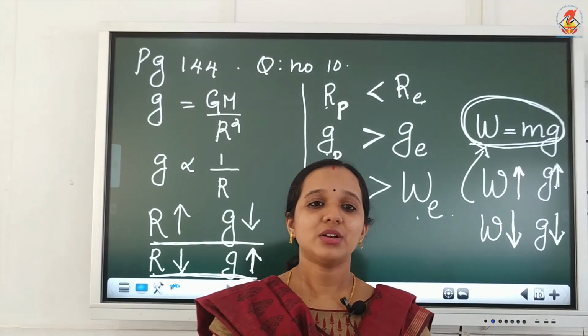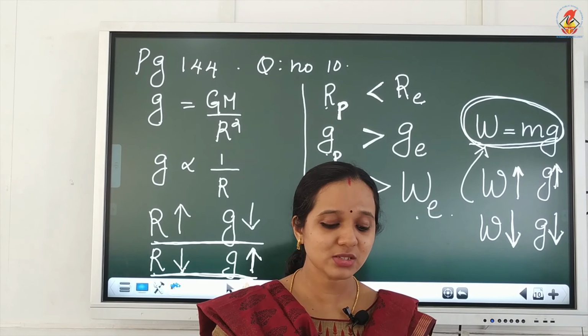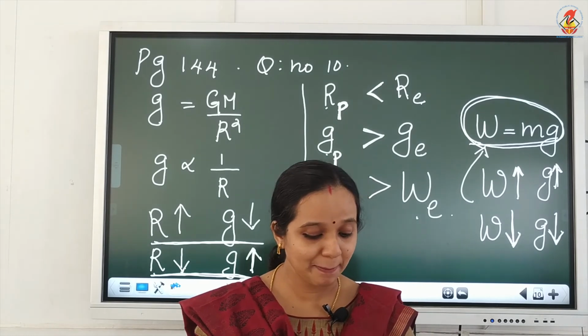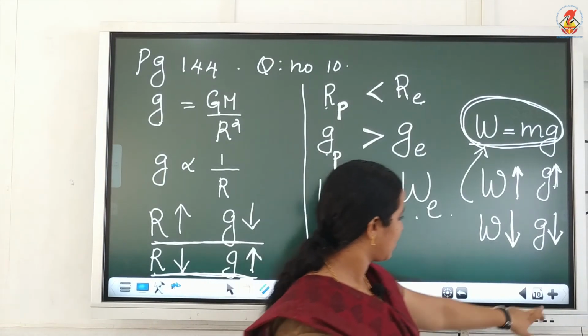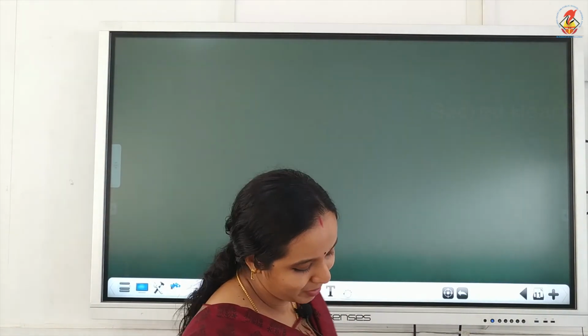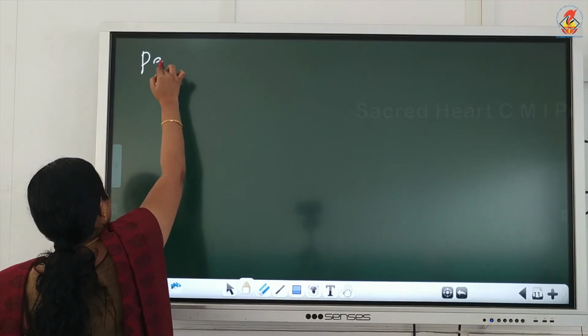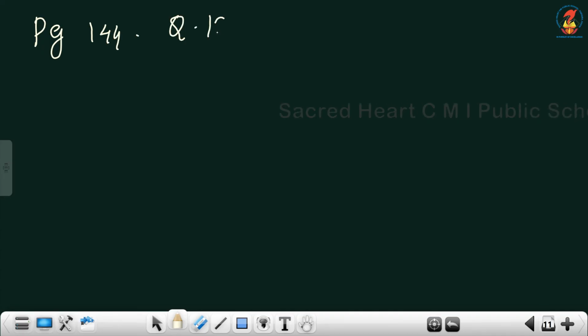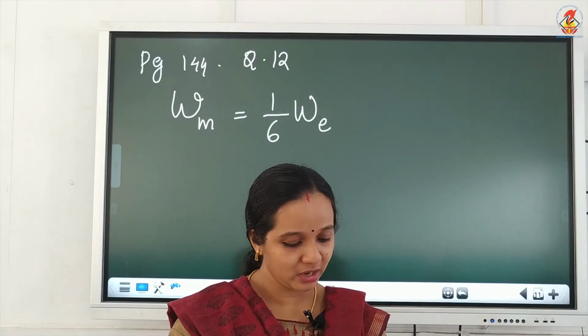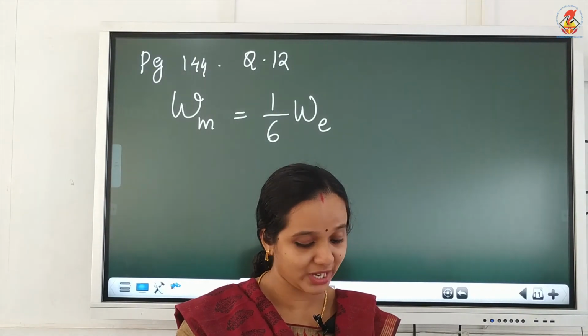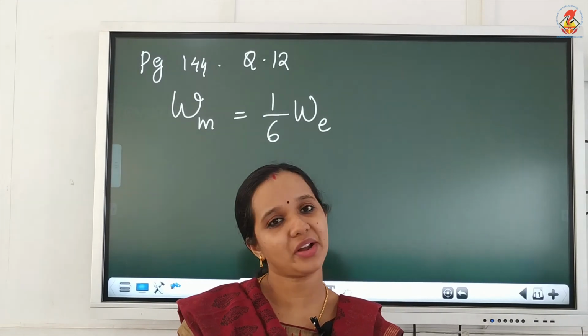The question is, gravitational force on the surface of the moon is only 1/6 as strong as gravitational force on earth. Question number 12 of page number 144. So, gravitational force or weight on the moon is 1/6 times the weight of the object on earth. What is the weight in Newton of a 10 kilogram object on the moon and on earth?